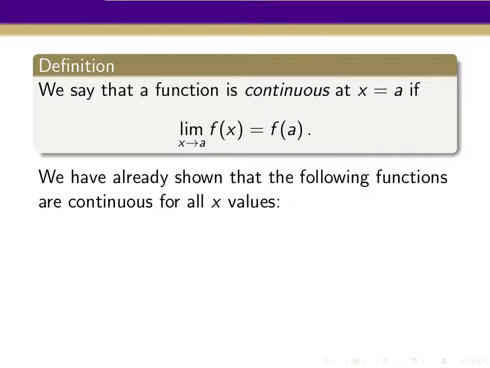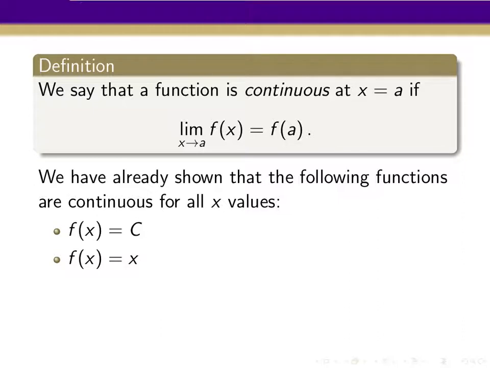So we've already actually shown that a lot of functions are continuous. We just haven't been using this terminology yet. So what are some functions that we've already talked about being continuous? Well, one is just a constant function. If f of x equals c, then everywhere the limit as x goes to a of c is equal to c, and so that's still the value of the function.